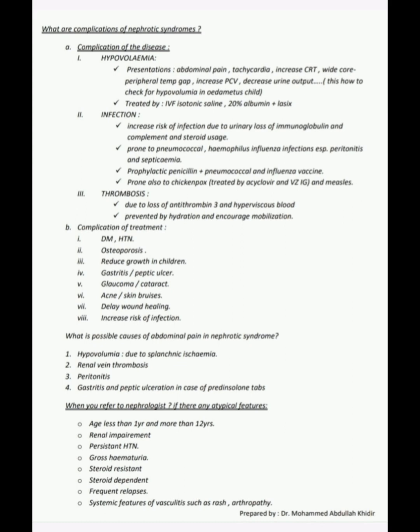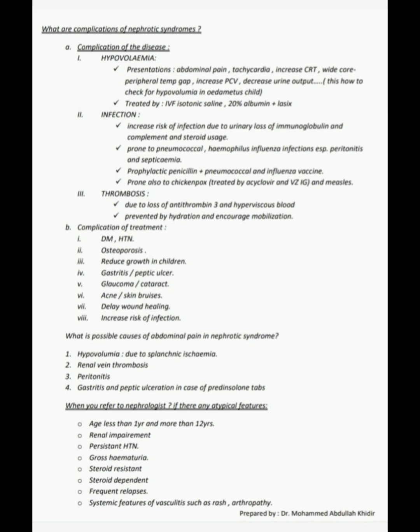Number 3 is thrombosis. Thrombosis is due to loss of antithrombin 3 and hyperviscous blood, prevented by hydration and encouraging mobilization. Number B, complications of treatment. What complications of treatment develop? Number 1, diabetes mellitus and hypertension. 2, osteoporosis. 3, reduced growth in children. 4 is gastritis and peptic ulcer disease. 5 is glaucoma or cataract. 6 is acne or skin bruises. 7 is delayed healing, and 8 is increased risk of infection. So these are the complications of treatment.